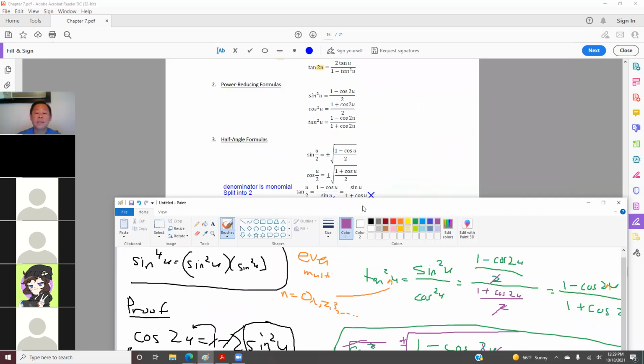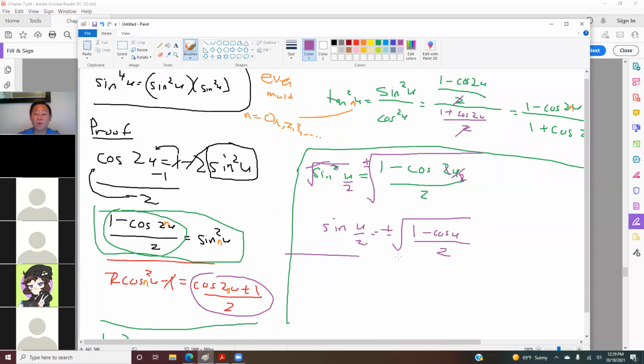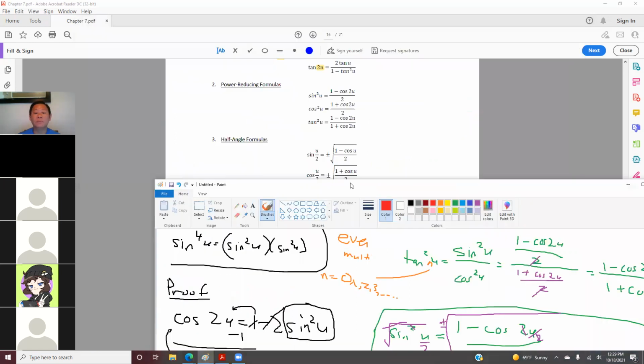The same thing happens with cosine, because cosine has this formula. I just do the same thing: I divide the angle by 2, and then I take the square root on both sides. So what you get in this case is cosine u over 2 equals plus or minus the square root of 1 plus cosine u over 2, because the 2 will cancel out here. So you get the same formula as this one below.